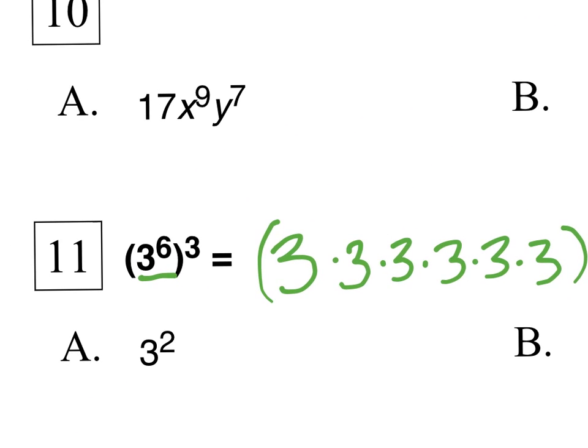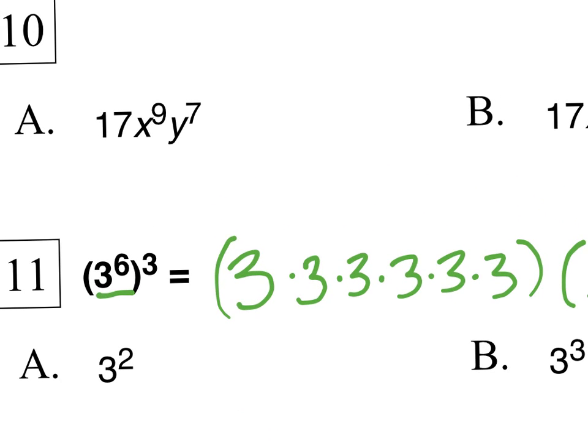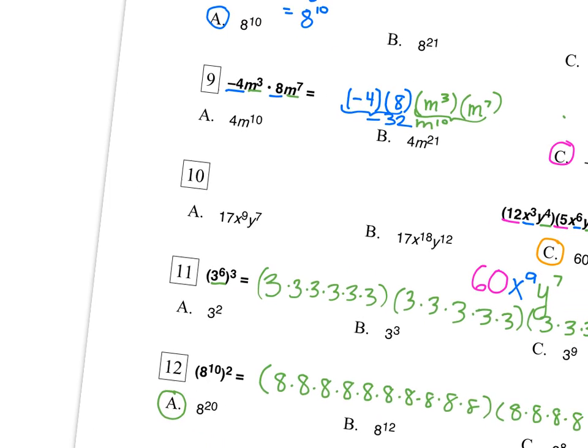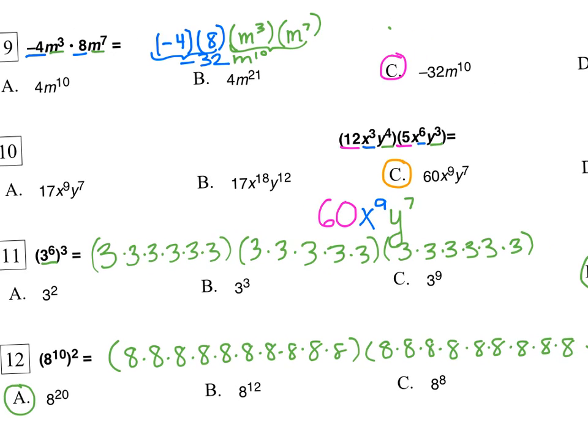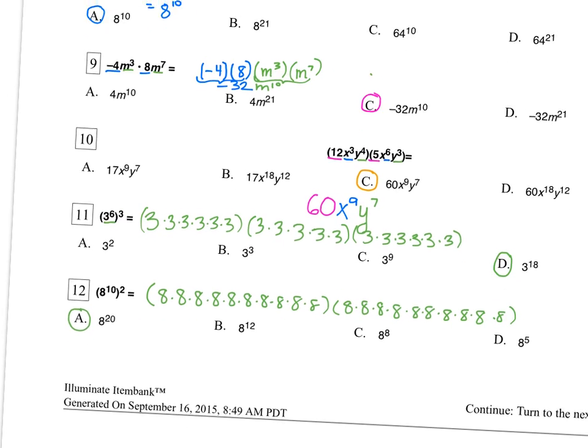Number 11, 3 to the power of 6 raised to the power of 3. So 3 to the power of 6 would be 3 times 3 times 3 times 3 times 3 times 3. So 6 threes. But I see I have an exponent of 3, so I'm going to write that out 3 times. So altogether I have 18 threes, so my answer for number 11 is D, 3 to the 18th power.